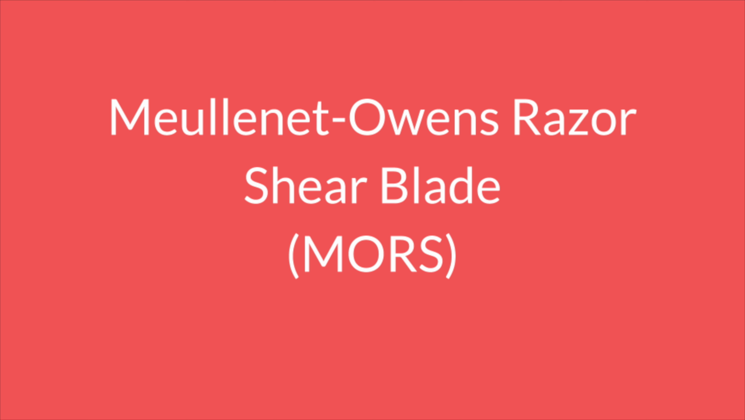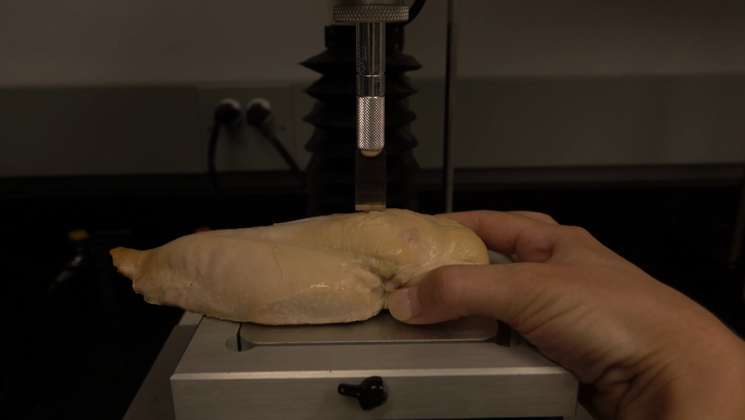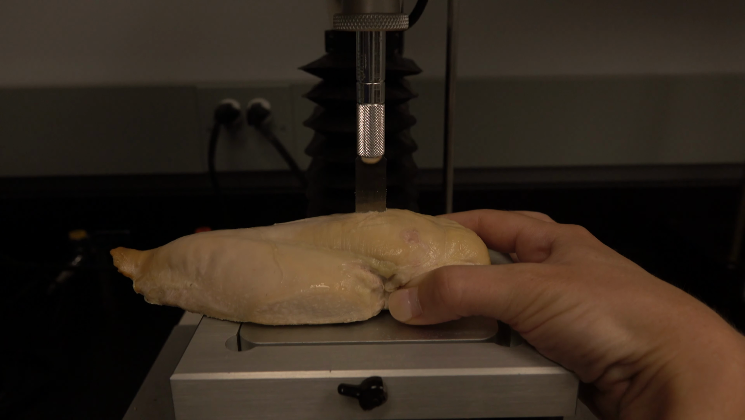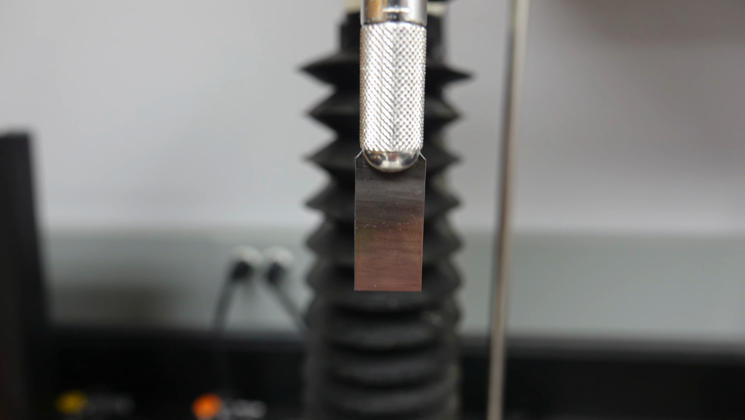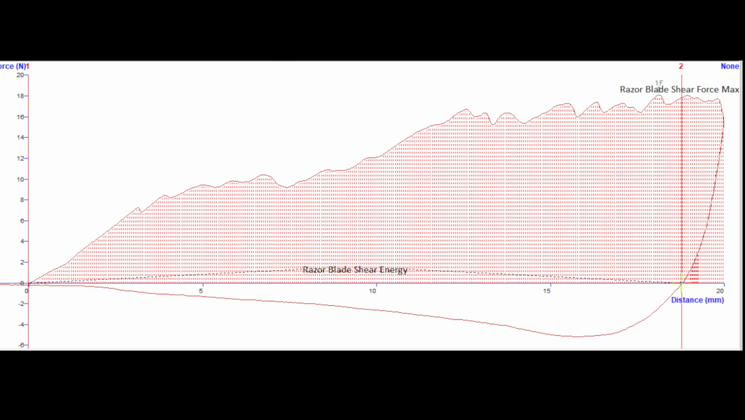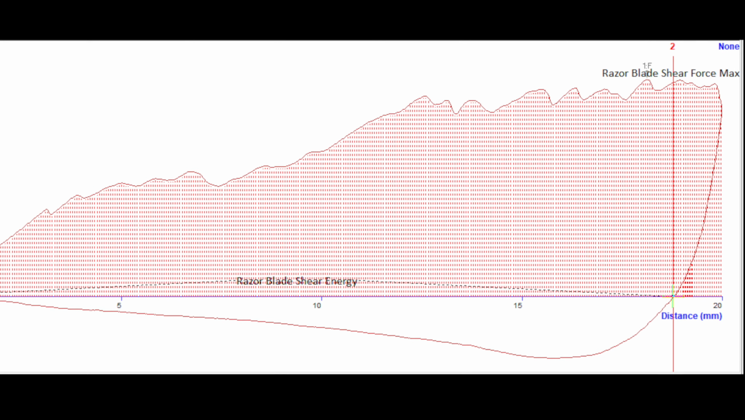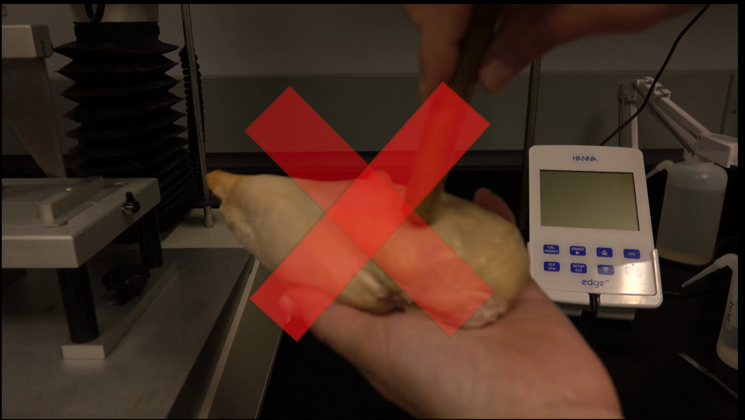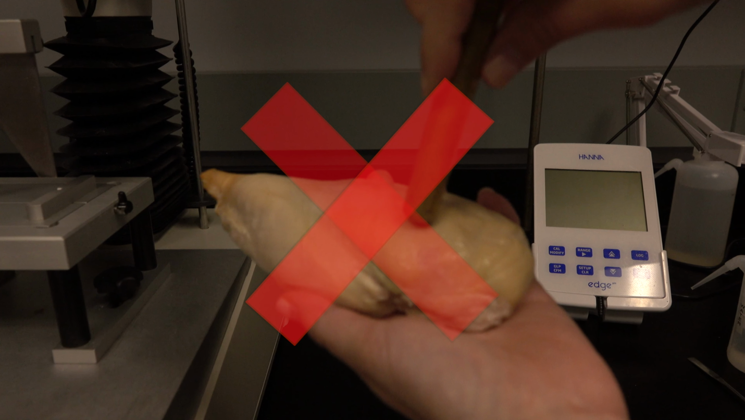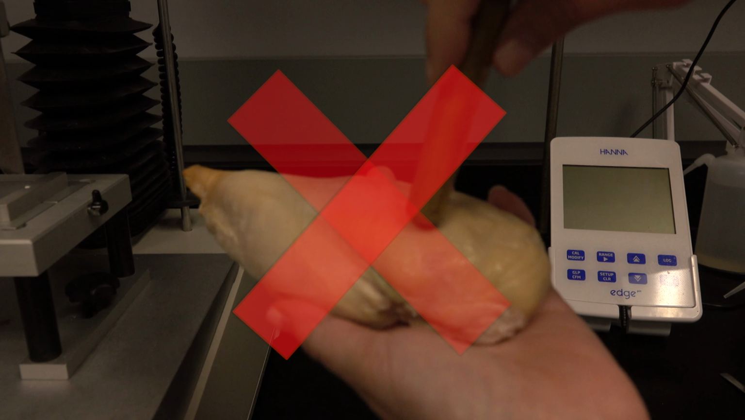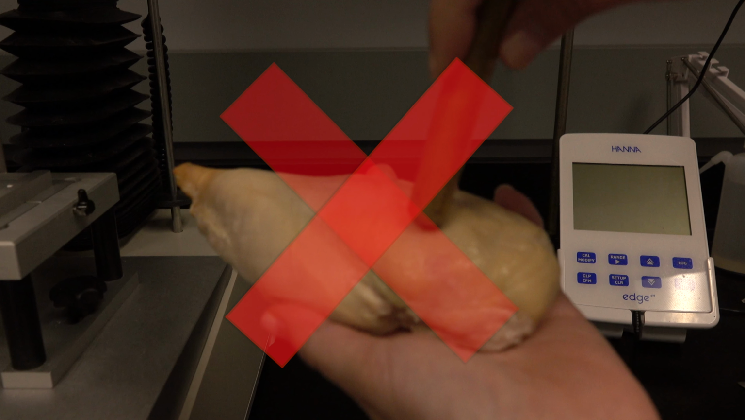The Meullenet-Owens razor shear blade, or MORS for short, is a more recent method for measuring meat texture. It uses a single sharp blade with defined dimensions to slice through the sample and measure shear force. Advantages of this method over others include its simplicity, speed, and accuracy. In particular, sample preparation is much easier and quicker because the exact dimensions and geometry do not significantly impact results, as it does with the previously mentioned methods.